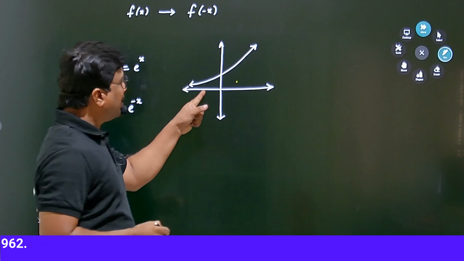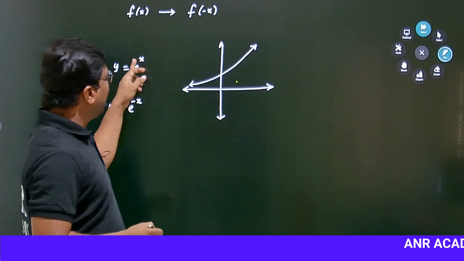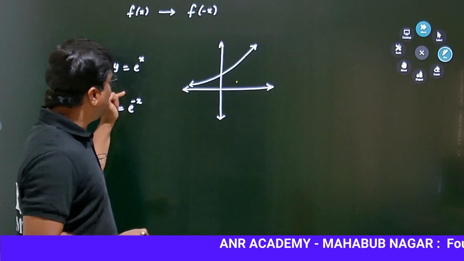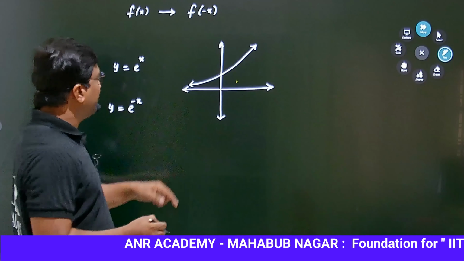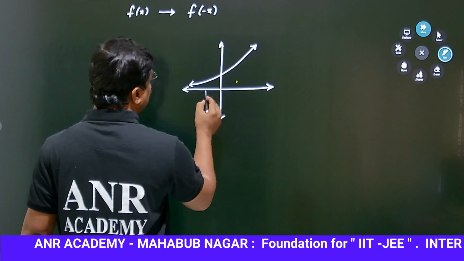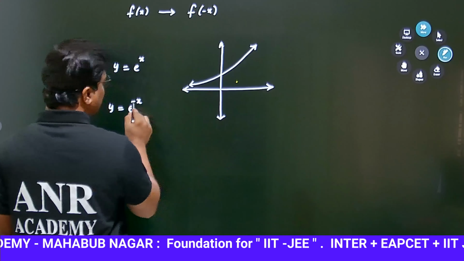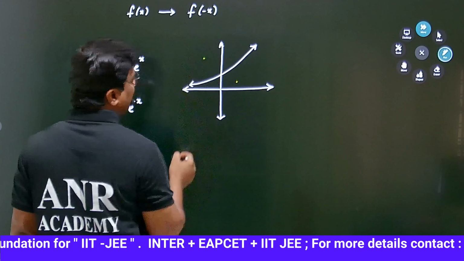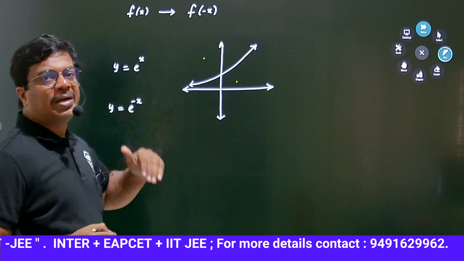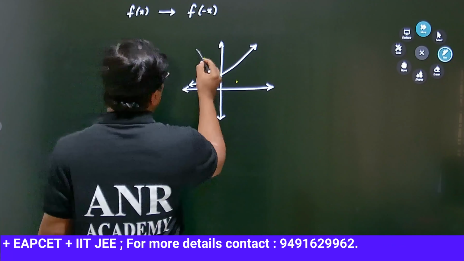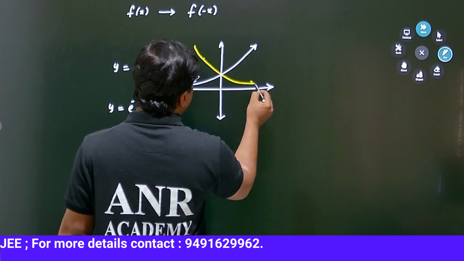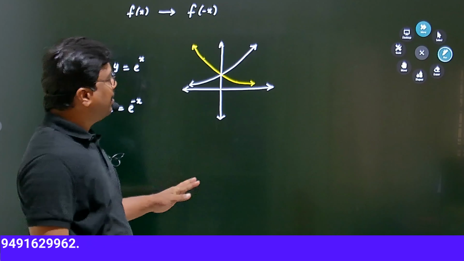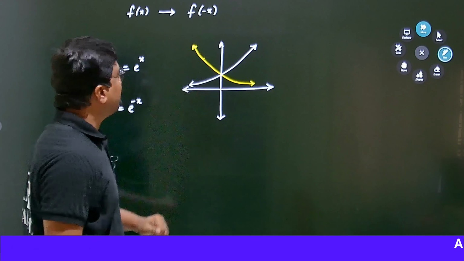If you give input minus 1 to e power x, you get e power minus 1, which is 1 by e, but e power minus x becomes e power minus of minus 1. I am going to give input minus 1, so minus of minus 1 becomes plus 1, and e power 1 is e. E value is approximately 2.718. Joining all these points, this is the graph. So what did you observe from this figure? Clearly the graph is symmetric about the y-axis.